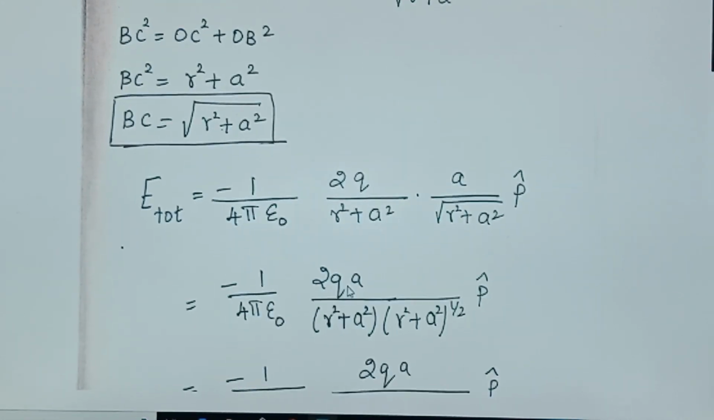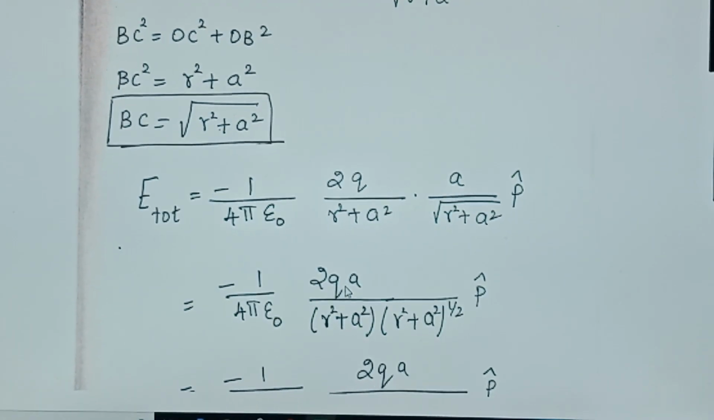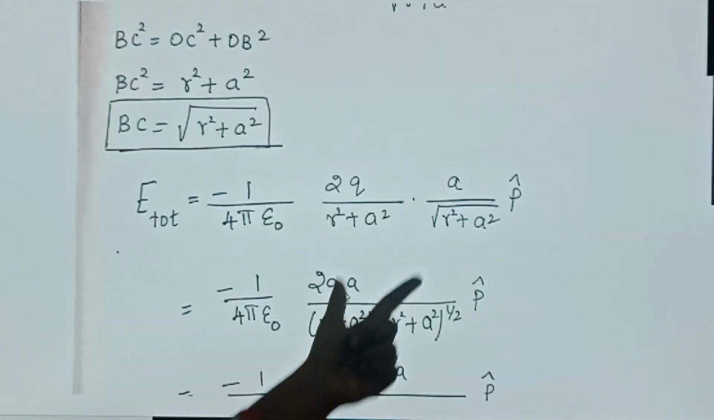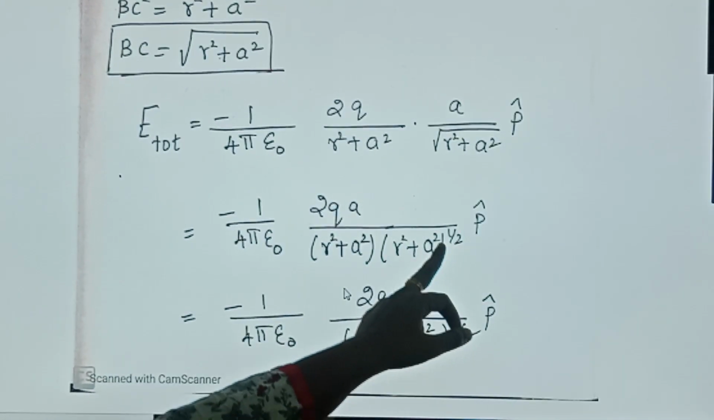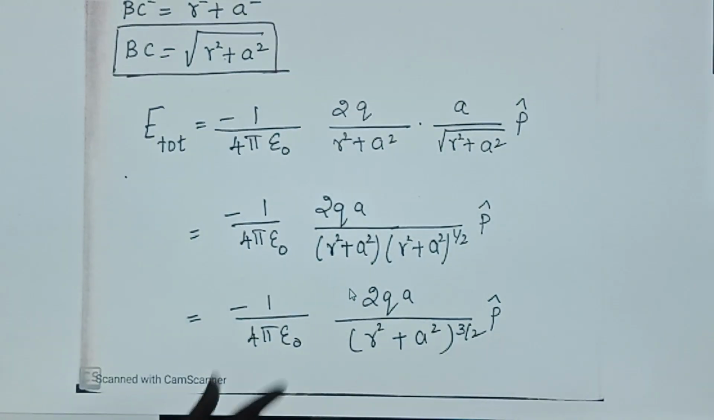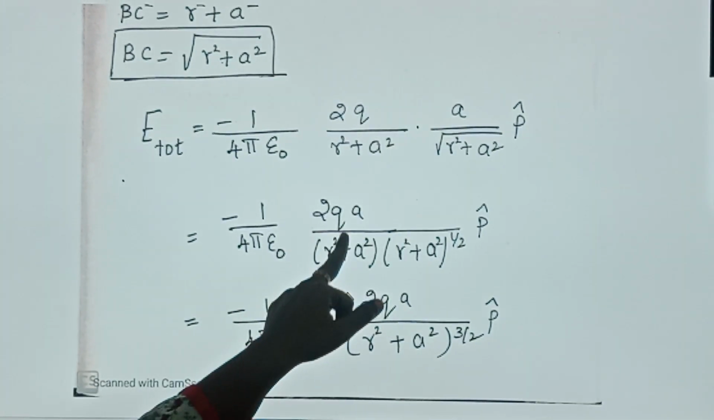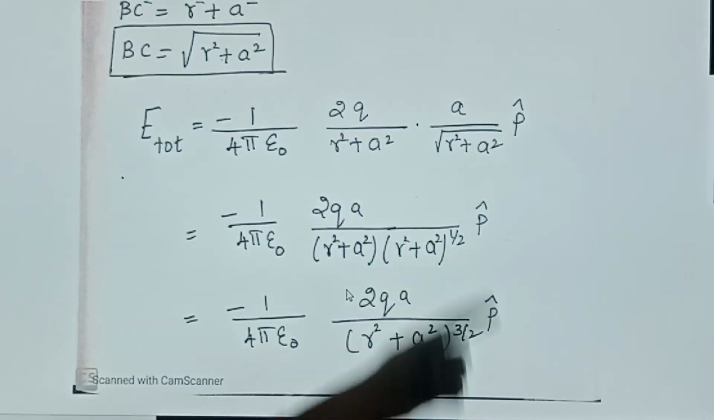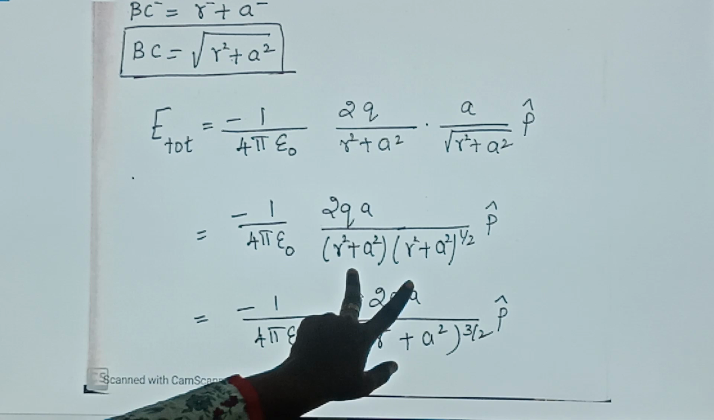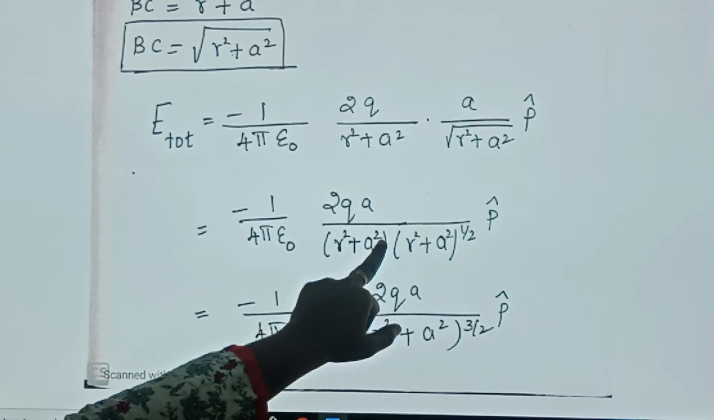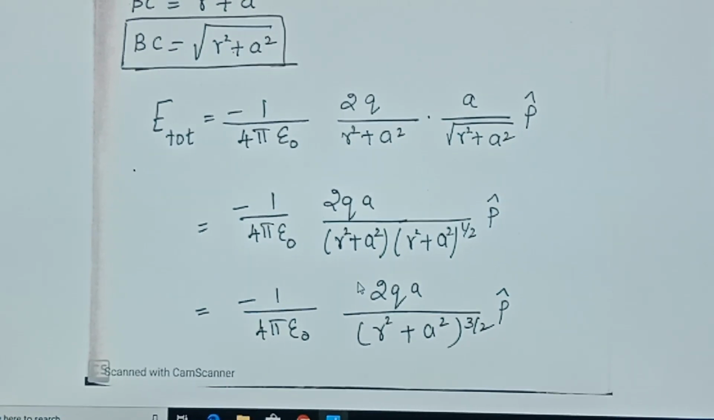And so that value I am substituting in the case of cos theta. Now combine these two terms. When you are combining these two terms, this root can be written as power of 1 by 2. So R square plus A square as it is, 2q into A I am multiplying, and this can be written as power of 1 by 2. Now add these two terms, the power alone I am adding. So this is to the power of 1 and this is to the power of 1 by 2. So 1 plus 1 by 2 becomes 3 by 2.